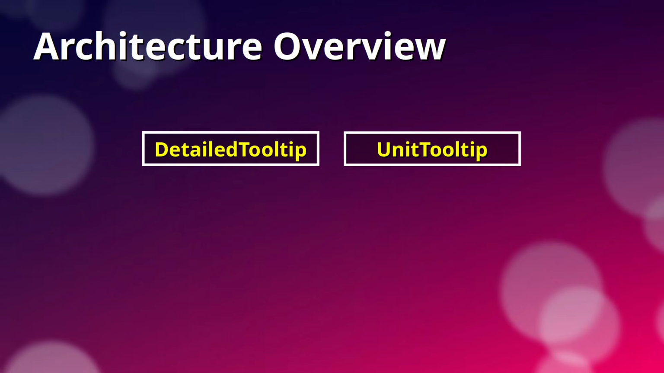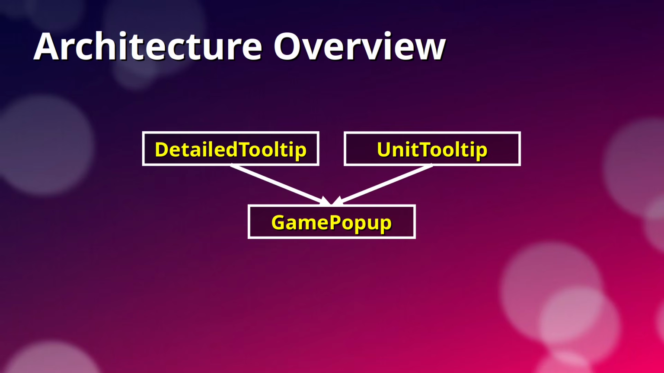We have two sort of specific or specialized tooltip kinds in the game. We have one that's called Detailed Tooltip, which is used by both items and trait descriptions. And we have one specifically made for units, displaying information about units. Now, both of these are constructed without a tooltip background and are instantiated inside a scene called GamePopup, which will be a panel container, so they have the same shared background for all kinds of tooltips.